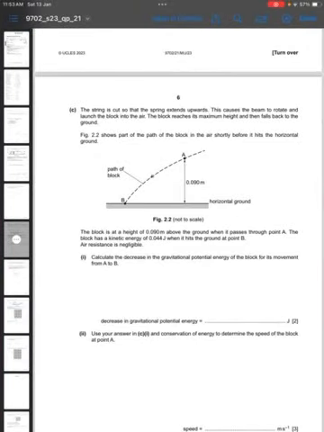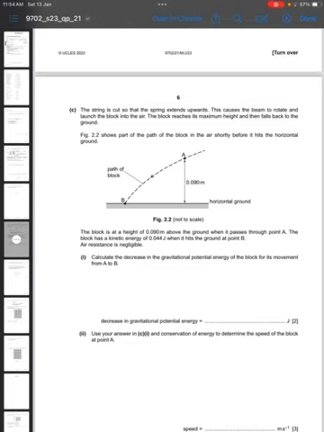So now we will proceed to the next part of the question. C says the string is cut so that the spring extends upwards. This causes the beam to rotate and launch the block into the air. The block reaches its maximum height and then falls back to the ground. Fig 2.2 shows part of the path of the block in the air shortly before it hits the horizontal ground.